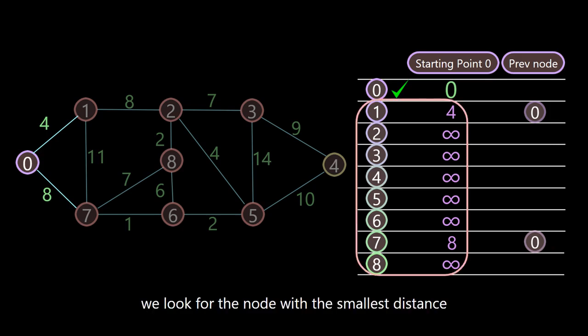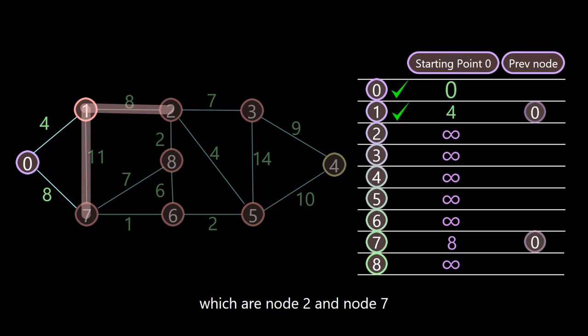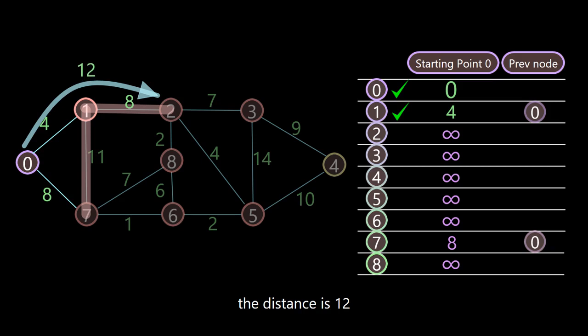Then we look for the node with the smallest distance from the starting point among the unlabeled nodes. That is node 1. Mark it and include it in the optimal path nodes. Try to update the neighboring nodes of the newly marked node 1, which are node 2 and node 7 respectively. First, the edge length from node 1 to node 2 is 8. If the optimal path from 0 to 2 passes through node 1, the distance is 12, which is less than infinity, and the distance of node 2 is updated. The node ahead of node 2 is node 1.